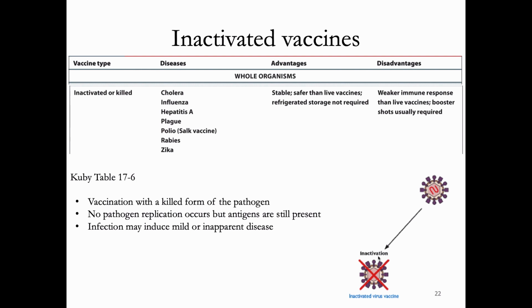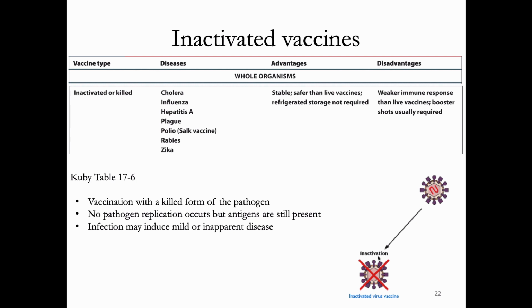Here we've used a killed or dead form of the microbe. So now there's no replication present, but maybe some of the antigens are still present. Sometimes they're denatured, which might be bad for antibody responses, but T cells don't care. So it might be okay in terms of antigen presentation on MHC, for example. You still might get mild or inapparent disease, but it's a lot less likely because you have no replication of the microbe.